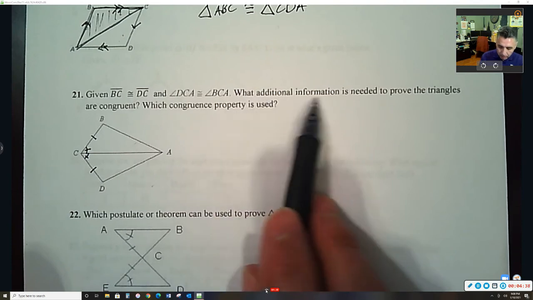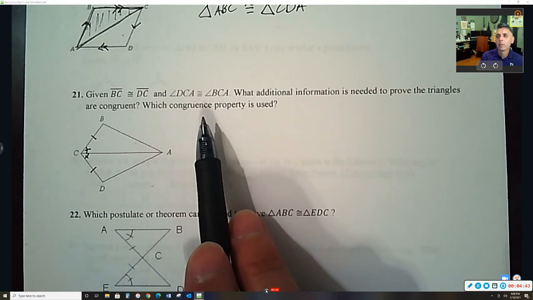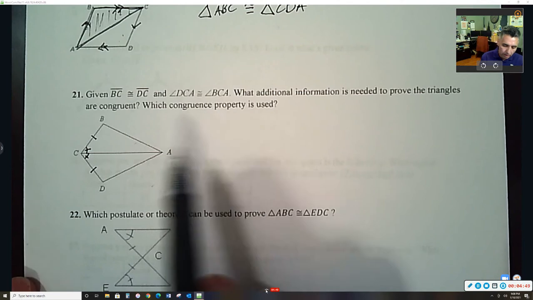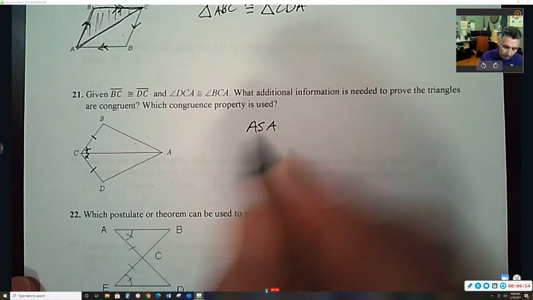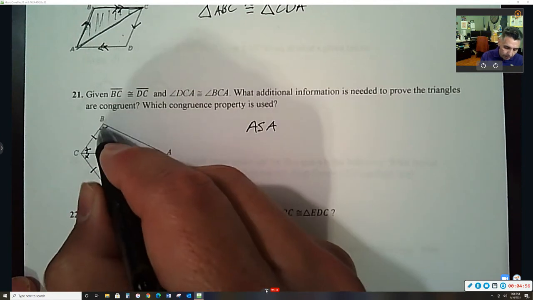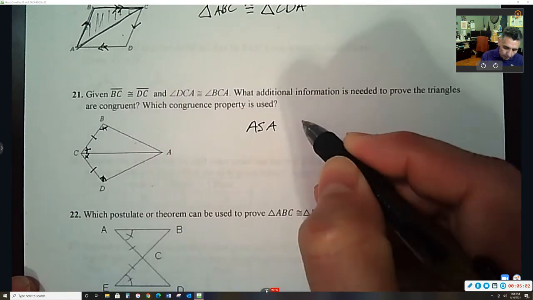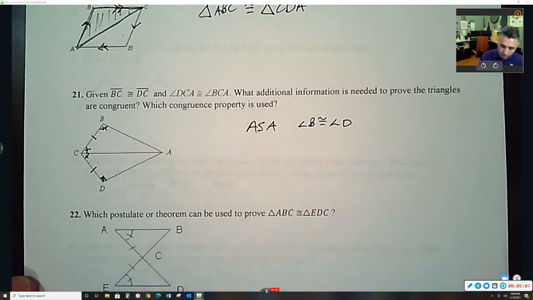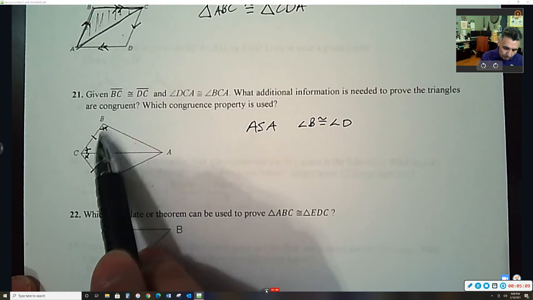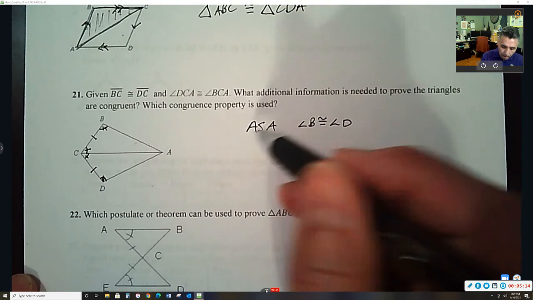And it says, what additional information is needed to prove the triangles are congruent? Well, it depends on how we're going to prove the triangles congruent. Let's say we wanted to prove the triangles congruent by angle side angle. If that's the case, then I need this top angle to be congruent to this bottom angle. So this is what we would need: angle B congruent to angle D. Because then it would be angle, side, angle. And that's one possibility.